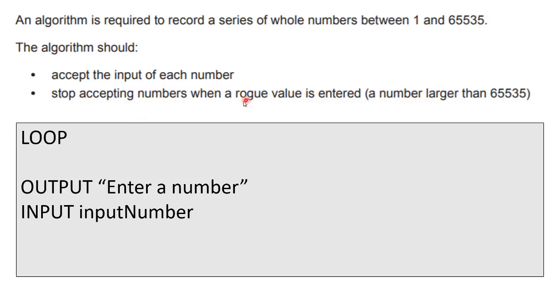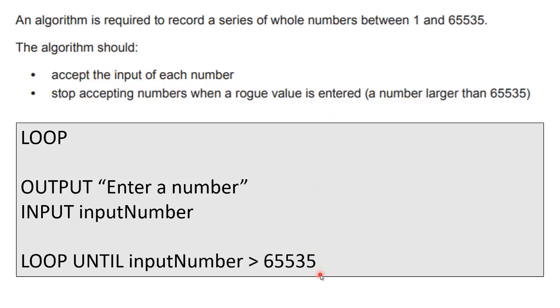Now, we know it's a series of numbers, so therefore we're going to have to put this in a loop. Okay? We don't want to carry on looping forever because we need this rogue value included. So we're going to say loop until the input number is bigger than our rogue value. So this is going to keep going round and round and round until someone puts in 75,000 or something like that. So here you've picked up a mark for the concept of a loop.